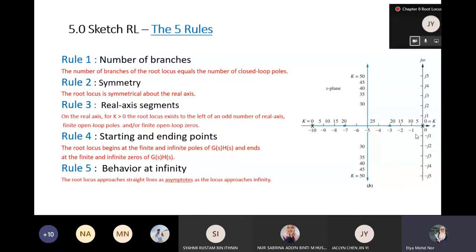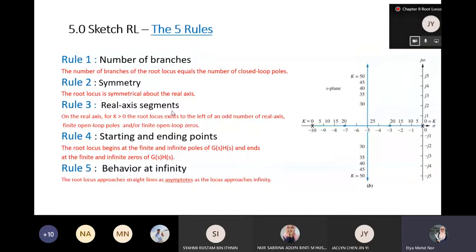Okay, so rule number 1 of root locus is about the number of branches. The number of branches of the root locus equals the number of closed loop poles. So from these two branches, we know that there are two closed loop poles. There are two branches which represent the two closed loop poles.